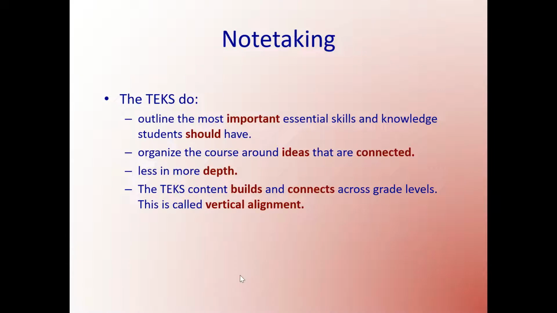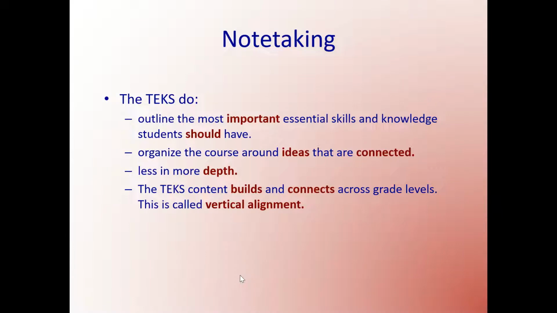The TEKs content builds and connects across grade levels, and this is called vertical alignment. You'll notice if you look back at the TEKs from Kinder that there is that same tagline in kindergarten, comprehension of literary text, fiction. And the students in kinder are supposed to have some knowledge of a story's plot. In fact, the kindergarten TEK would say, recall the events that happened in a story.